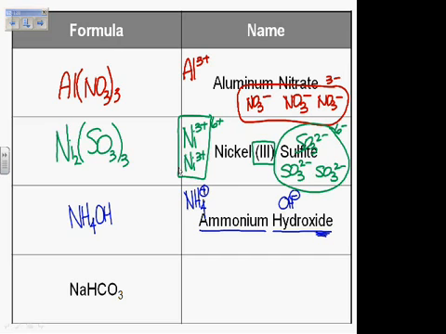And for our very last one, we have to write a name. So what we're going to do is look and write the name of the cation first. Na is sodium, we know that. Then we ask ourselves the all-important question, do we need a Roman numeral? Does sodium have several different kinds of ions? And it doesn't. Sodium is an alkali metal. It's always +1, no Roman numeral necessary.